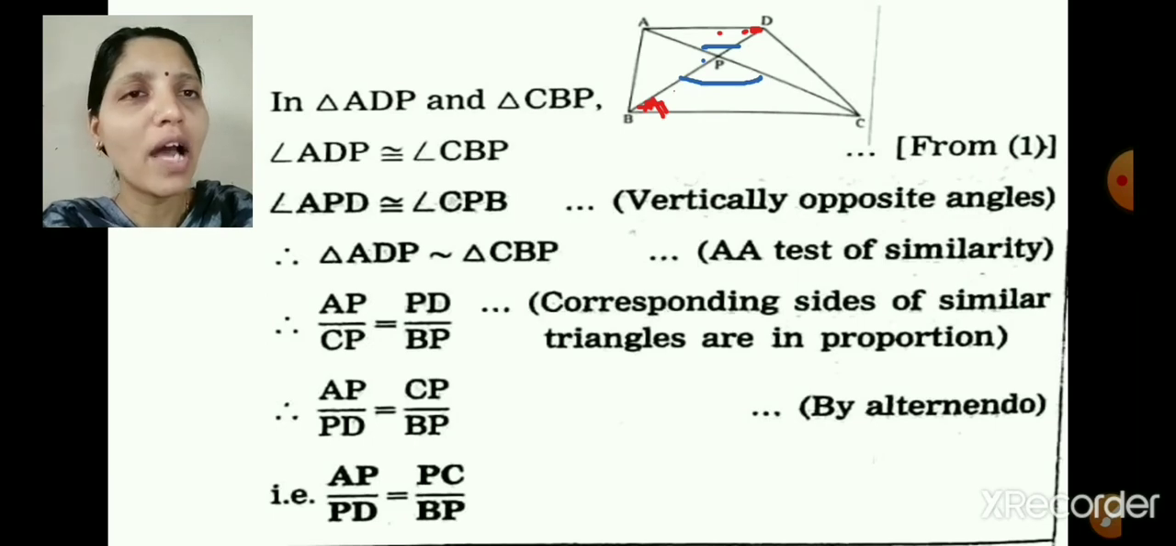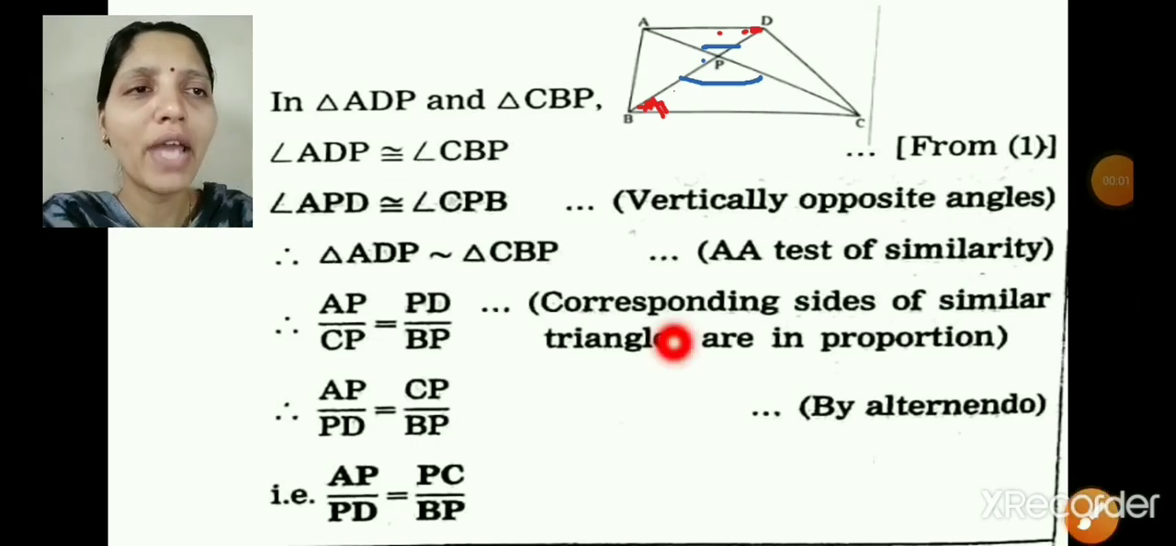Now we know that if two triangles are similar, then their corresponding sides should be in proportion. Therefore, we can write here AP upon CP is equal to PD upon BP. The reason you will write is: corresponding sides of similar triangles are in proportion.